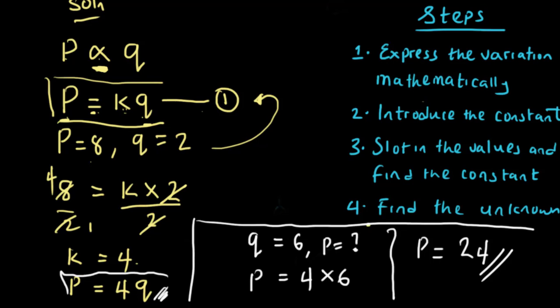So don't forget, all you need to do is to follow these steps. Number 1, express the variation mathematically. Number 2, introduce the constant. Number 3, slot in the values given and find the constant. Now, before you go to step 4, which is find the unknown, you have to put the constant back into the equation. Does that make sense? Then you can find the unknown.